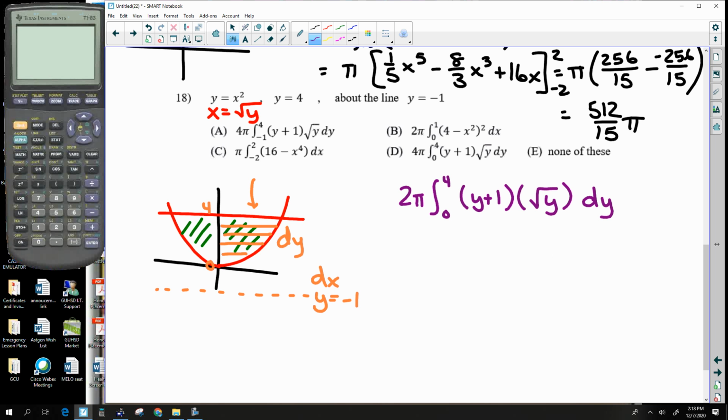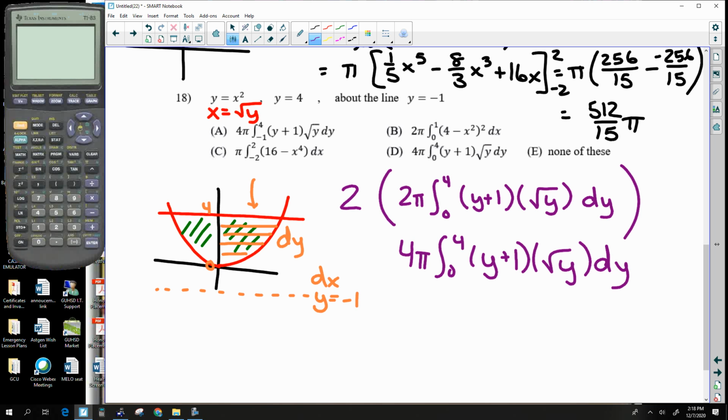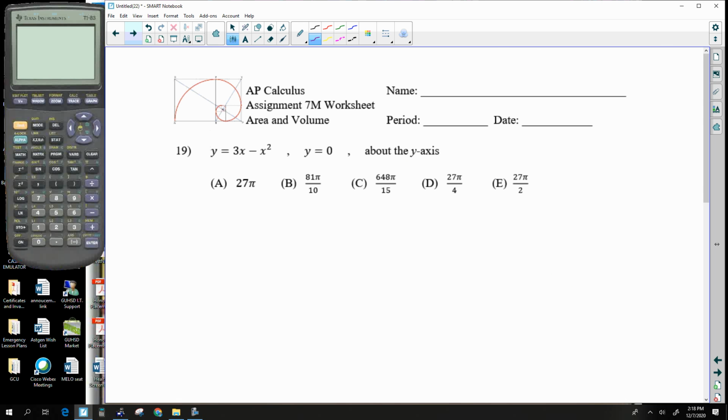Okay, now this is only going to get you half of the volume that you wanted. All right, so what we need to do, if this is getting you half of the volume, is double. And so ultimately, this is going to be 4 pi integral 0 to 4 of y plus 1 times square root y dy. Let's take a look at this picture. That line doesn't belong there.